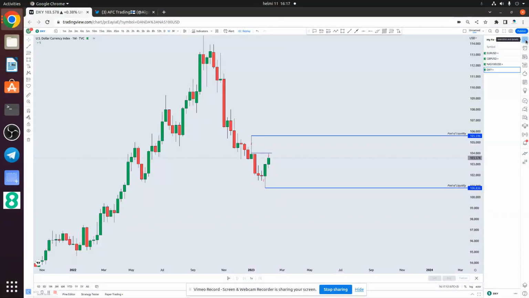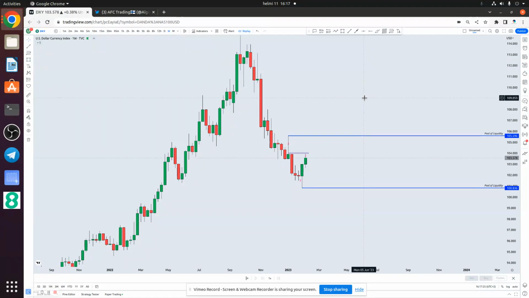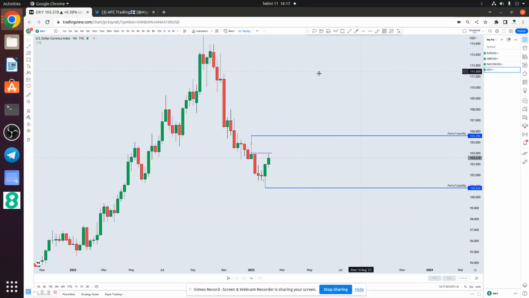So this is it for this video. Currently, these are the pairs I'm trading: euro dollar, pound dollar, and Nasdaq. And the reason why I'm no longer trading DAX is because DAX on the broker I'm using has changed. The spreads are too high, and the price action has been really bad. So I removed it for a while until it clears up. Otherwise, at the moment, these are the assets that I'm trading.